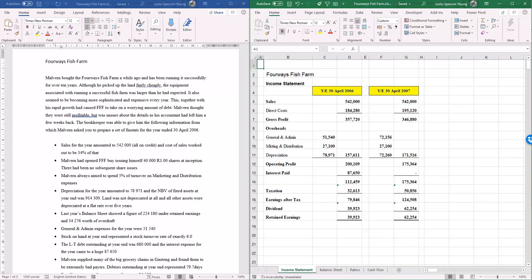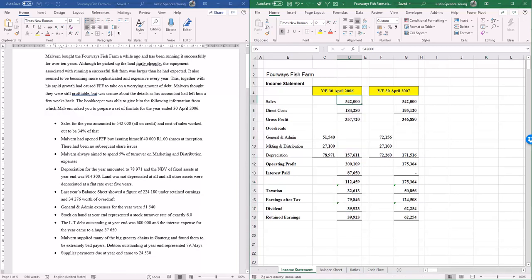This is a run through of Fourways fish farms. On the left we have the data, and on the right we have my spreadsheet. I'm going to follow the order of the income statement in order to go and find the data. So let's start off with sales.